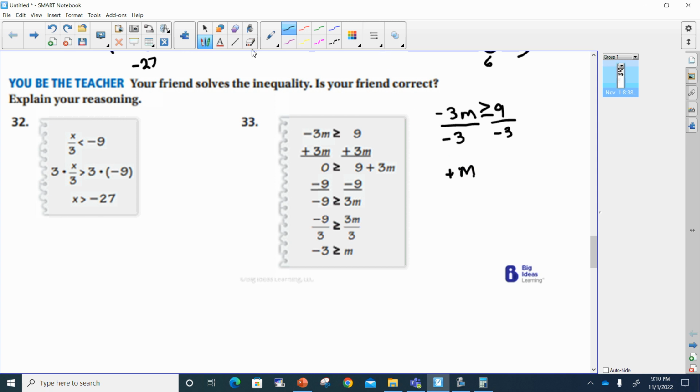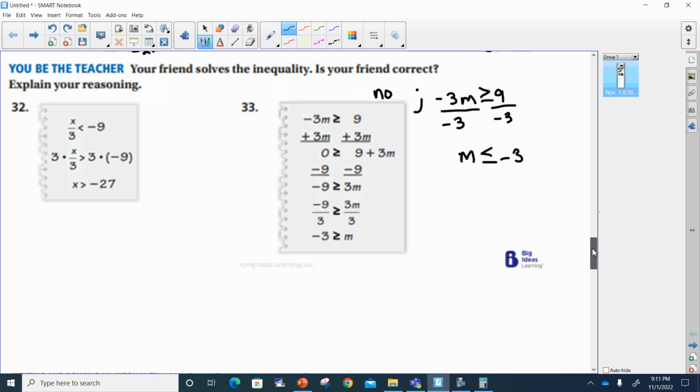So I'll just erase this, showing I have a positive m. But remember, whatever I divide from one side, I divide from the other. Now I have 9 divided by negative 3. A positive divided by negative is going to give me a negative number. 9 divided by 3 is 3. But remember, I divided by a negative number, so I have to remember to turn my symbol in the other direction. All right, so your friend solves the inequality. Is your friend correct? Heck no, my friend is way off. No. And there's my work over here.